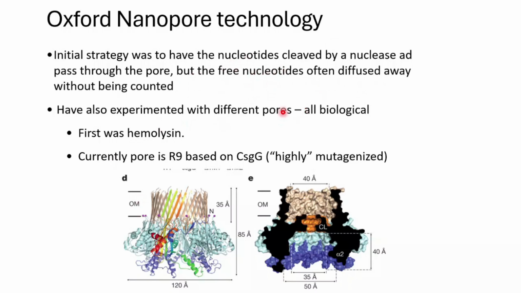So the pores, they're all biological. This gives you an idea of how people are thinking. They took a pore that already exists in bacteria called hemolysin, and now they're using this R9 pore, which is based on this gene here, highly mutagenized because they had to change some properties of it.